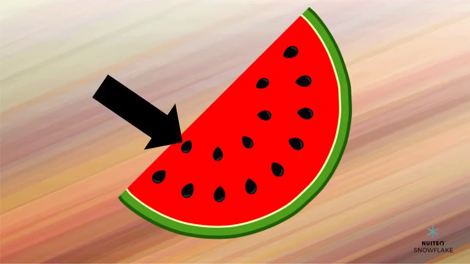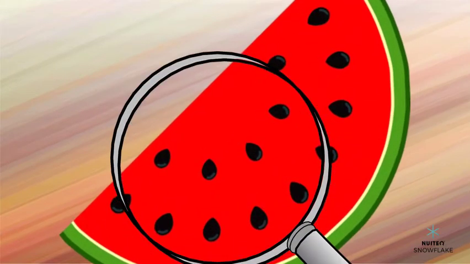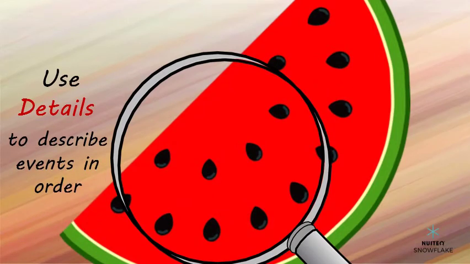Imagine your life is a big juicy watermelon, and those special moments are the seeds. In narratives, we zoom in on the seed moments to tell what happened using details to describe how events happened in order.